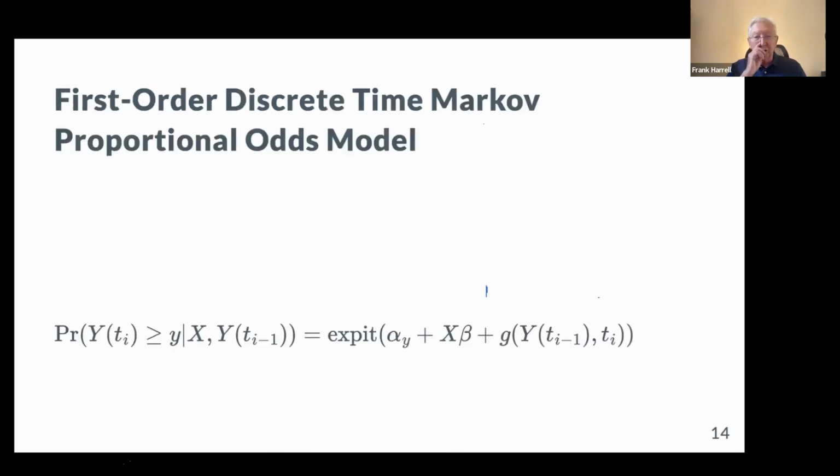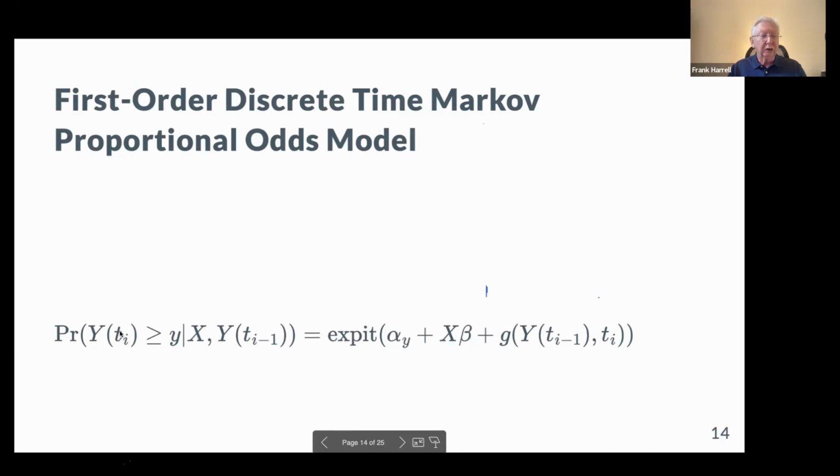So what is the model that we're actually talking about? This is the only equation I'm going to show. This is the first order discrete time Markov proportional odds model. So expit here is 1 over 1 plus e to the minus x. So this is the inverse of the logit transform. So that's the logistic distribution function.